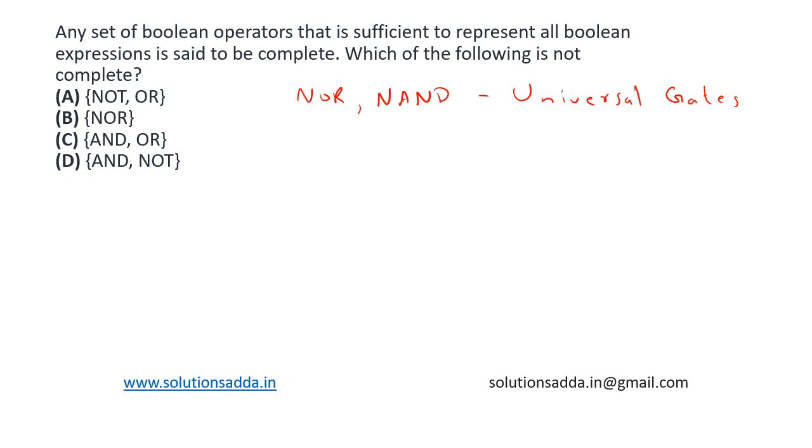Let's see the options one by one. Using NOT and OR, we can implement NOR. So this is functionally complete. So it is not the right answer. NOR is said to be functionally complete. So it is also not the right answer. And with NOT can be used to make NAND. So this is also not the right answer. With AND along with OR, we cannot make either NOR or NAND. So this is not complete. So the question is asking which of the following is not complete. Option C is the right answer.